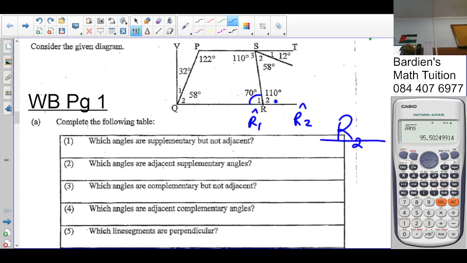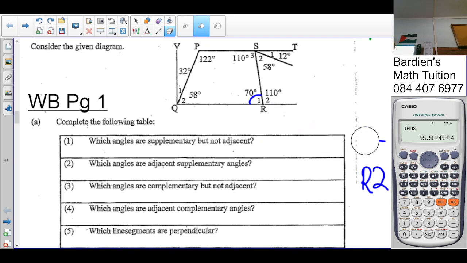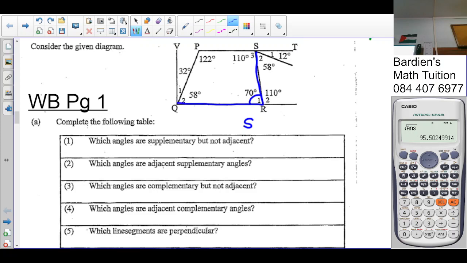This is your lines in your books. So you don't write R2 like that. No, it's R subscript 2. Another way that you could have represented R1 is to name it SRQ. So SRQ is the same as angle R1. Can you see that? And there's another way of representing R1.